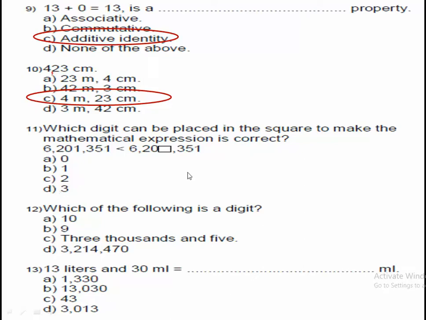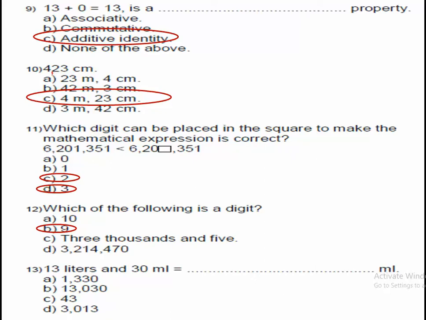Okay, which of the following, sorry, which of the following is a digit? We know that a digit is a number from 0 to 9, like here 9.